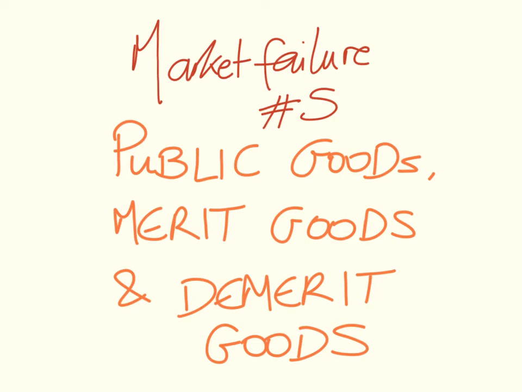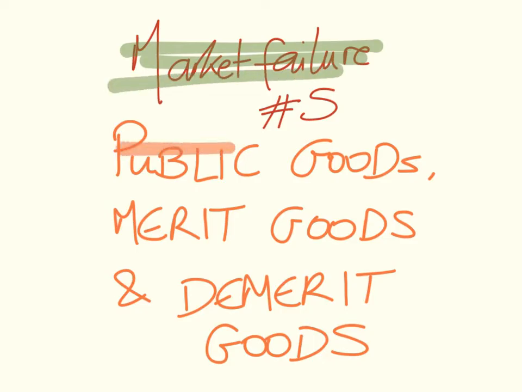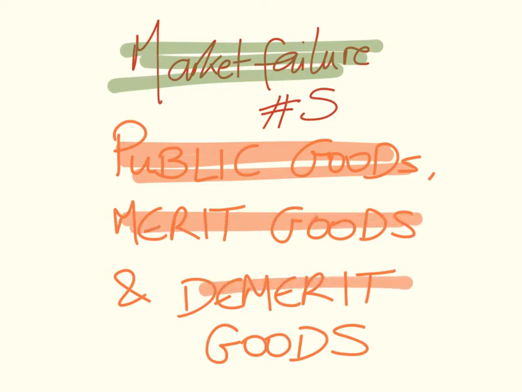This is the fifth video of the market failure series, and in this video I'm going to explain the concept of public goods and how the market fails to provide public goods. I'll also use it as a refresher of the concepts of merit goods and demerit goods and how basically the market fails to provide those three types of goods in the desirable quantities.